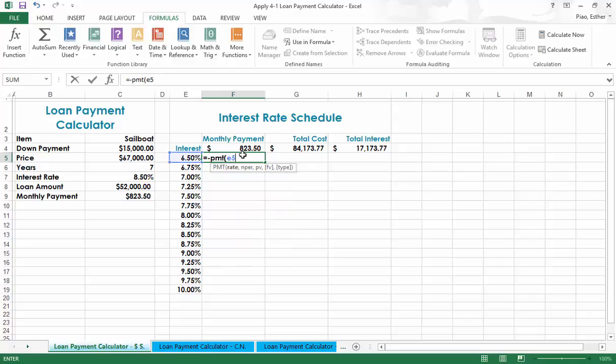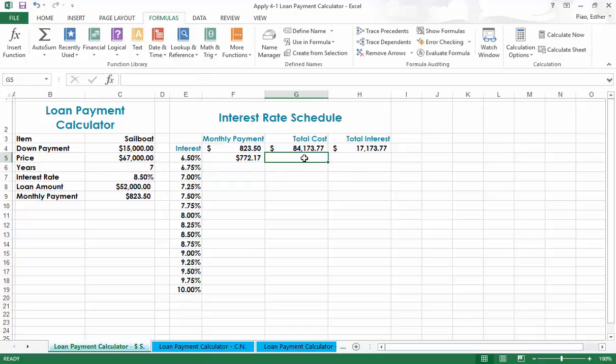Interest rate is in C5 divided by 12. Number of payments is in C6. It won't be changing, but for now we'll just enter C6. Present value, what's the present value we're talking about here? Present value is the loan payment. Sorry, loan payment is C8. Okay, C8, we got it here. Yeah, I forgot to multiply by 12.